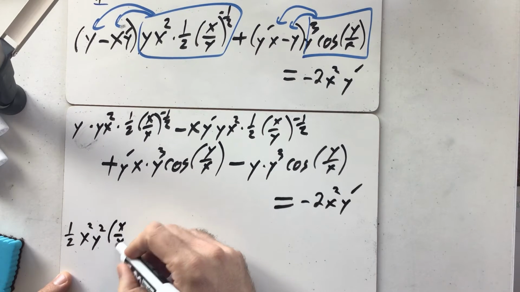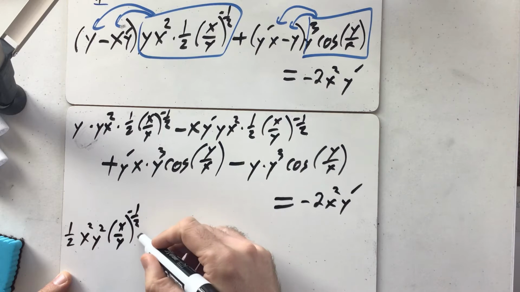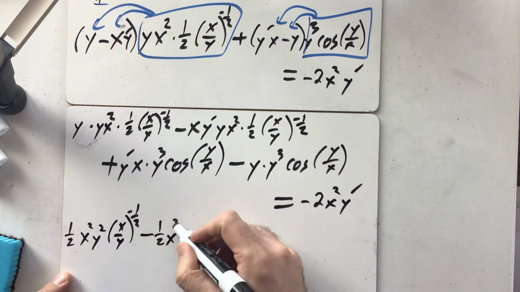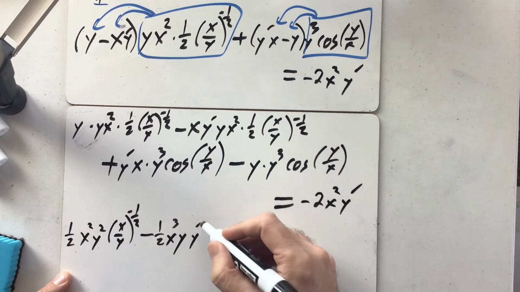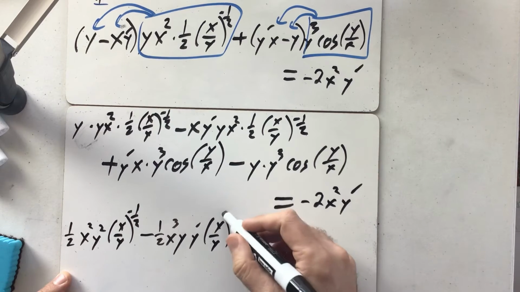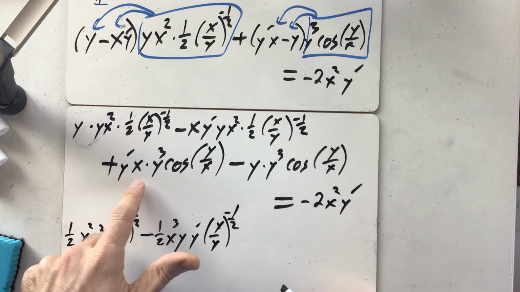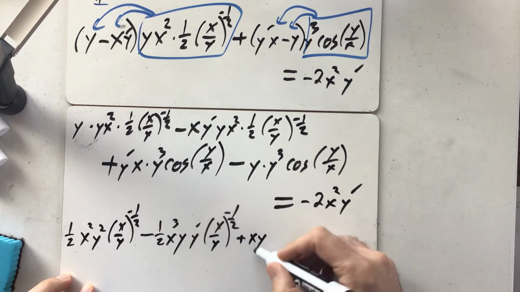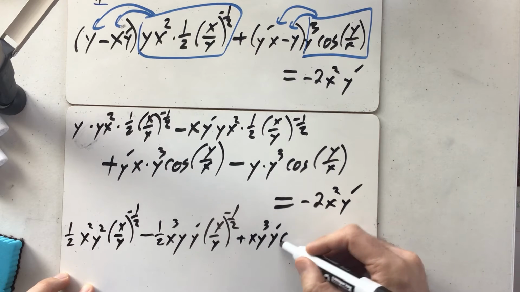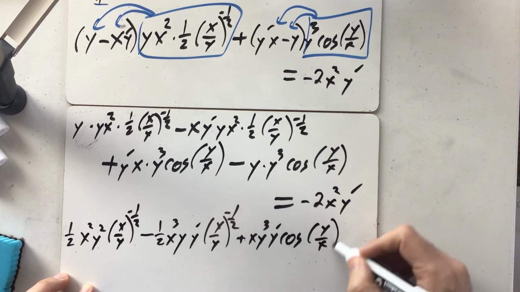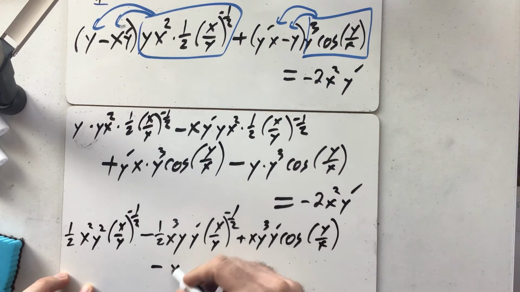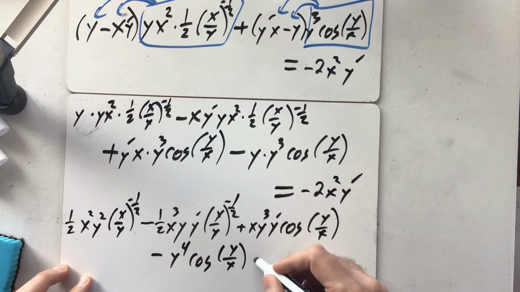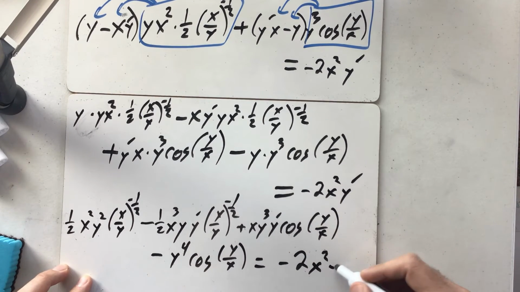And then we've got x divided by y to the negative 1/2 minus, here we've got 3 x's, so we've got a 1/2 x cubed y, and then we have a y prime, and then an x over y to the negative 1/2. This one, it looks like we've just got x y cubed with a y prime cosine y over x, and then finally here I've got a y to the 4th cosine y over x equals negative 2 x squared y prime.